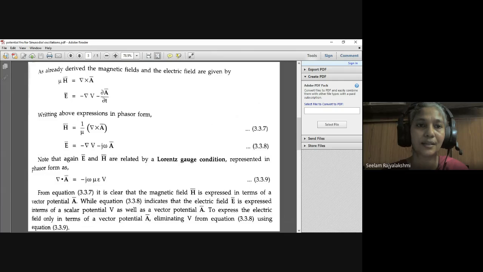So these two are the electric field and magnetic field equations. μH̄ is equal to ∇ × Ā, the magnetic field. So Ē is equal to minus ∇V minus ∂Ā/∂t. This is the magnetic field which we have already derived.